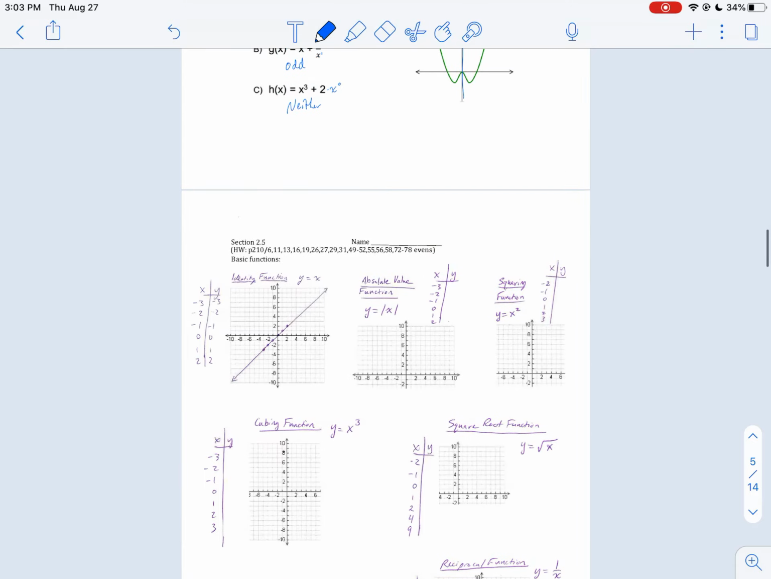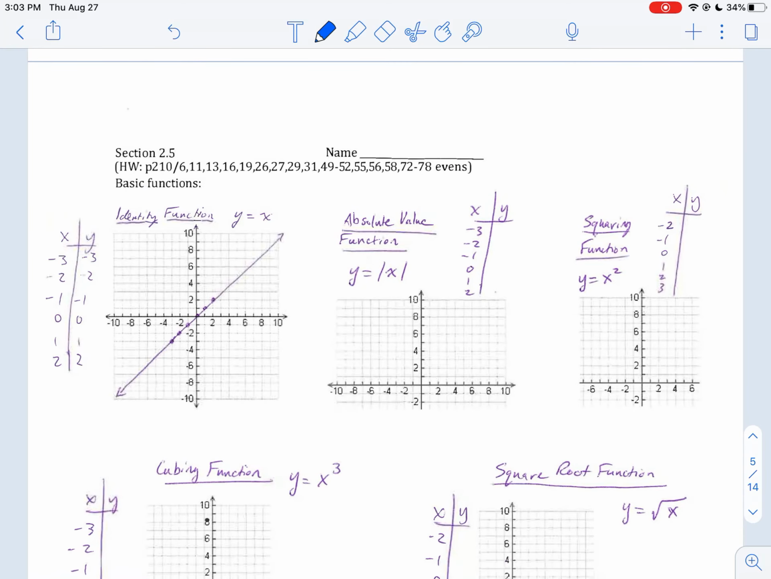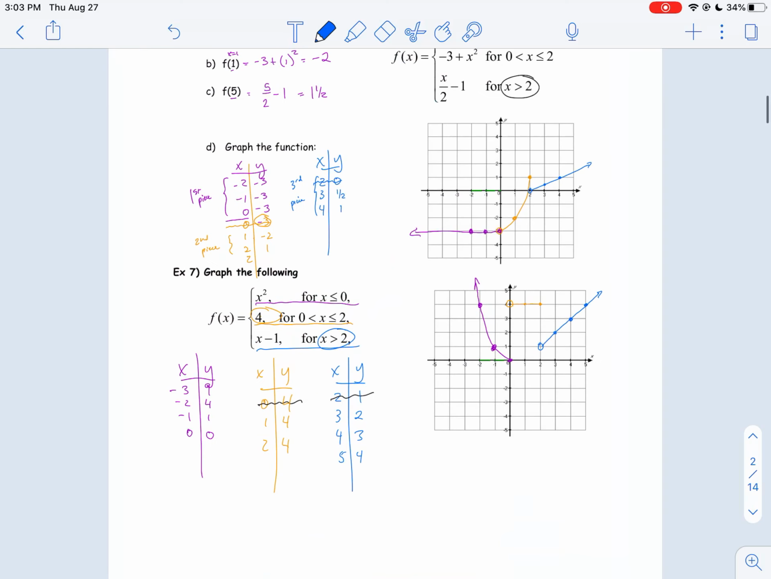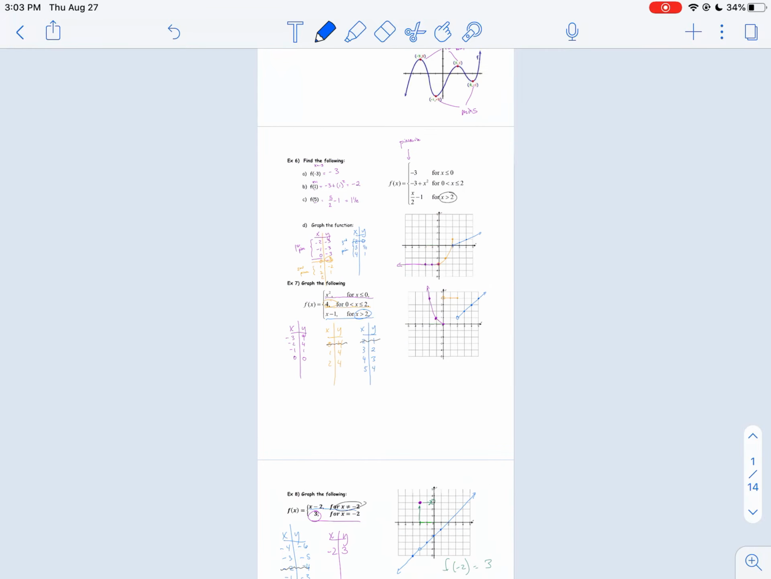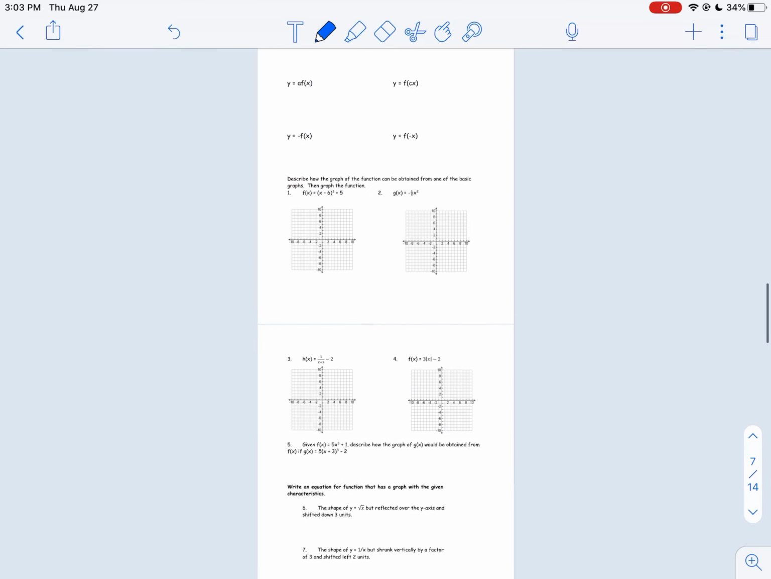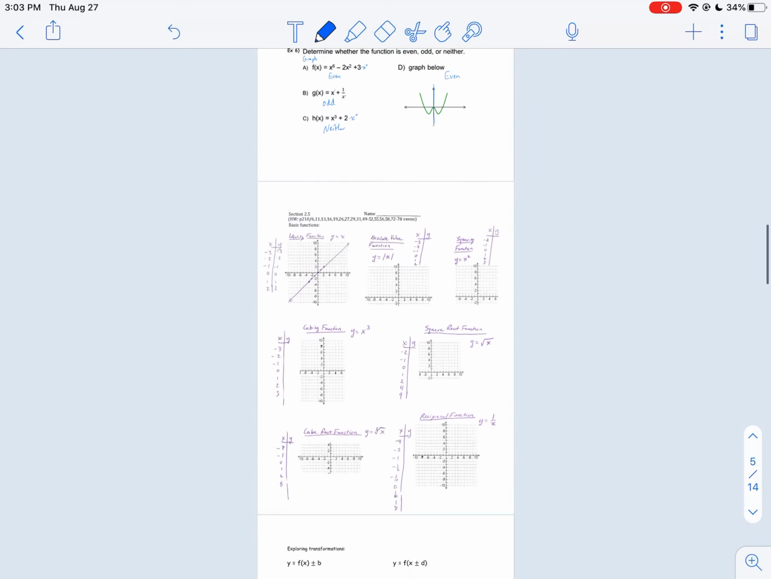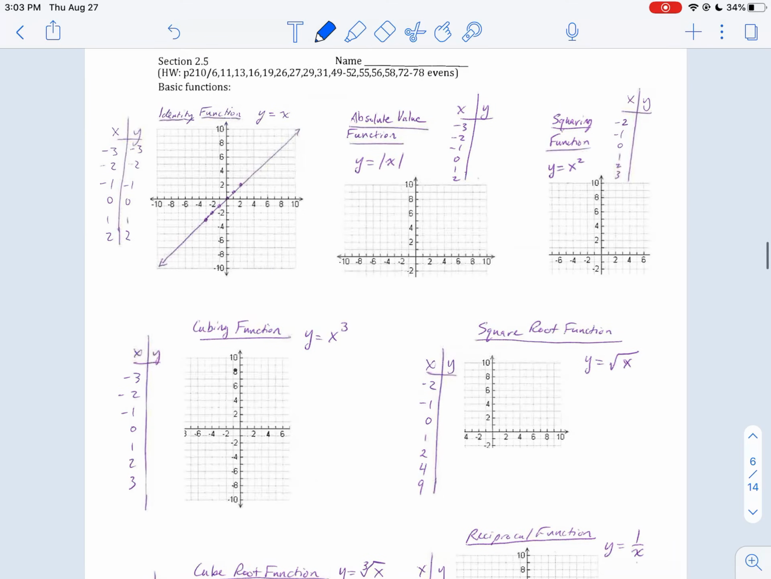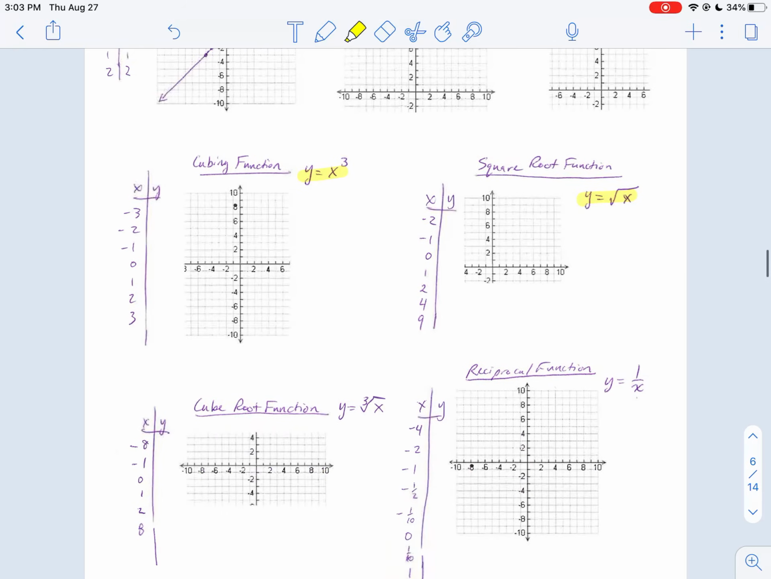So here we go. Here's the idea. I don't know about you, up here when I was doing all these tables to graph, this got really tedious, and I don't like to use tables. I like shortcuts. And so what we're going to do in this section is use tables to get an idea of some basic functions. Y equals x, y equals the absolute value of x, y equals x squared, y equals x cubed, y equals the square root of x, the cubed root of x, and 1 over x.